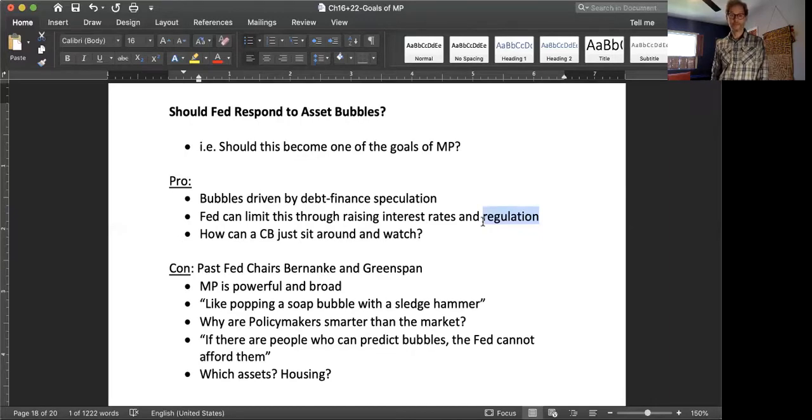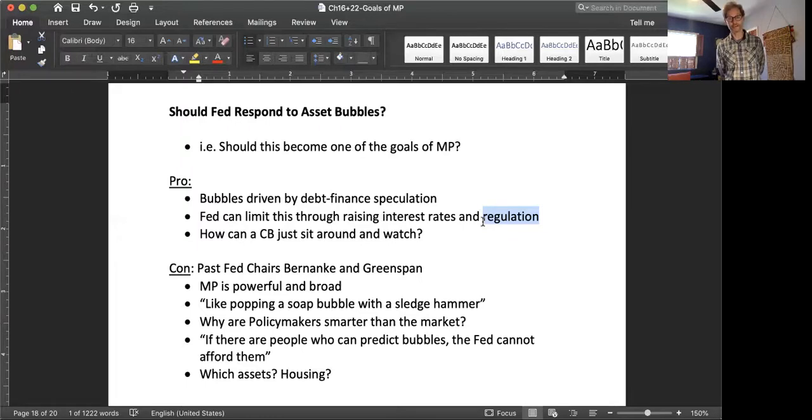And so, in the words of Ben Bernanke, trying to pop an asset bubble with monetary policy is like popping a soap bubble with a sledgehammer. It's just too big, right? And who knows what you're going to break in the process. Monetary policy isn't like a fine scalpel. It is more like a sledgehammer.